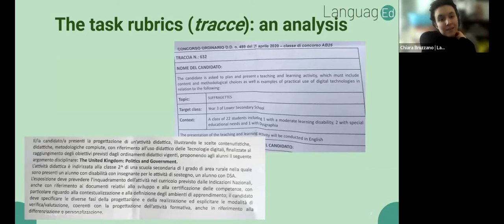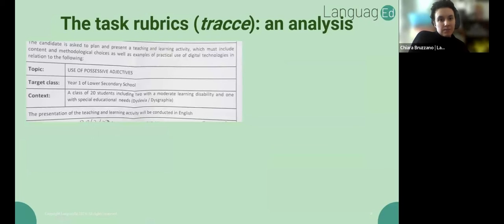You've got a topic that's the United Kingdom, politics and government. And this is, again, AB24. And you've got a number of details that you have to include. Then we have this: use of possessive adjectives, Year 1 of lower secondary school. And again, you've got some details about the students' specific needs and special educational needs.